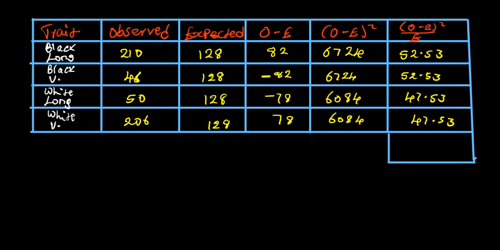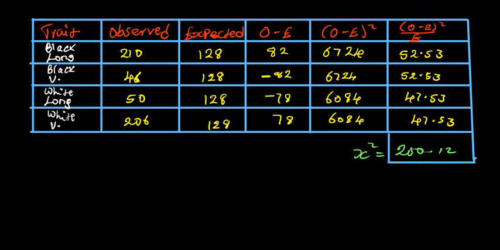So we're going to say our chi-square value will be equal to, so let's add. So we have 52.53 plus 52.53 again, plus 47.53 plus another 47.53 total. So I'm getting 200.12. So now we are done.